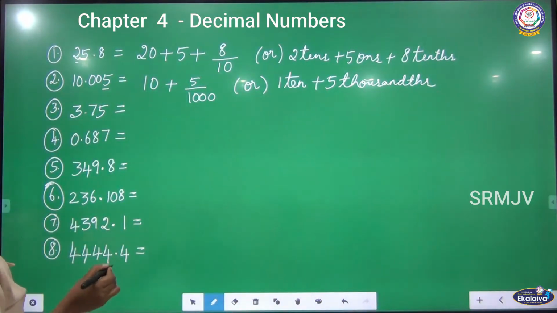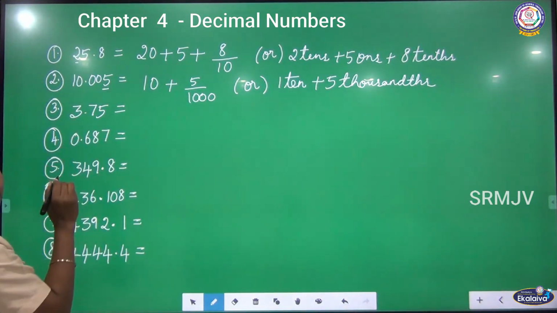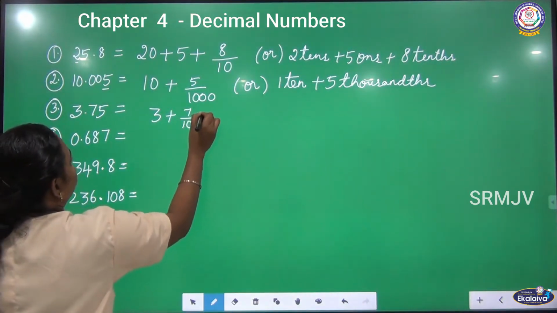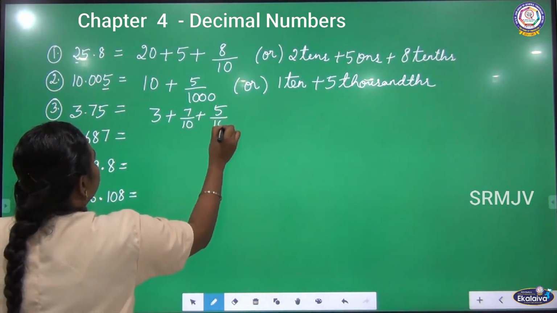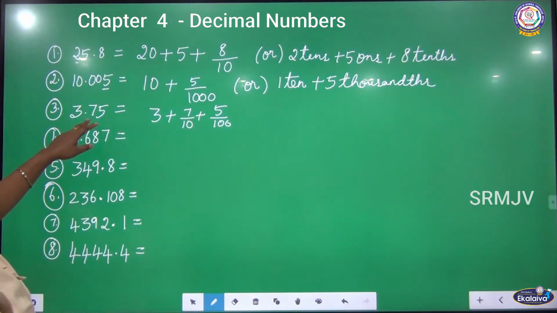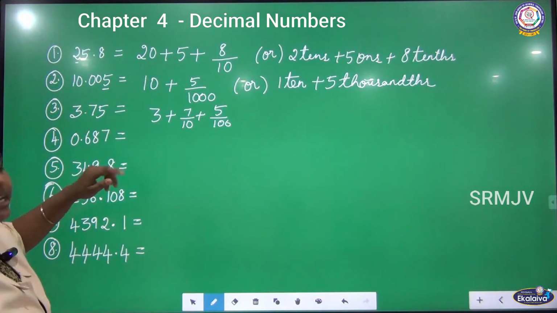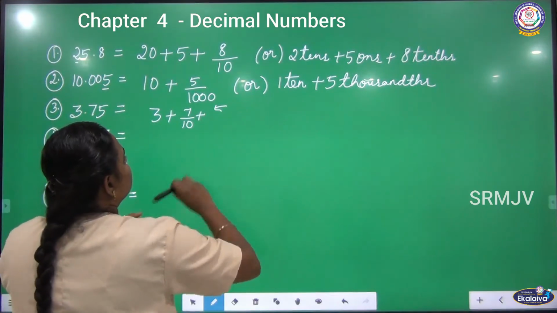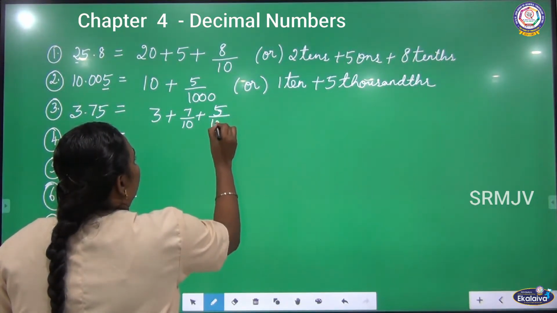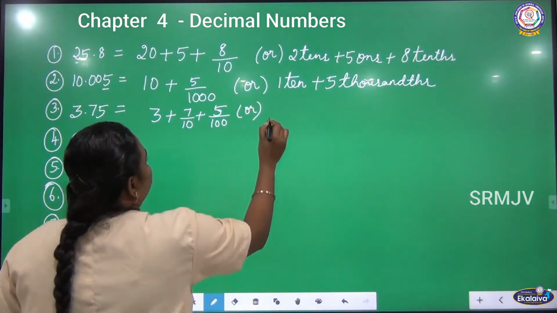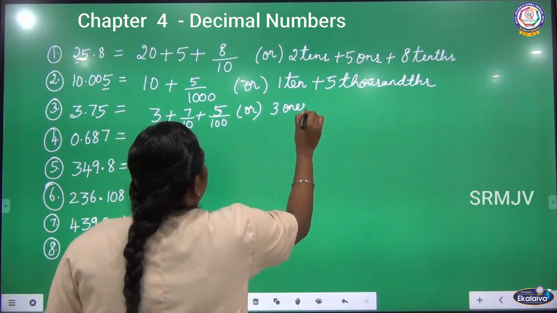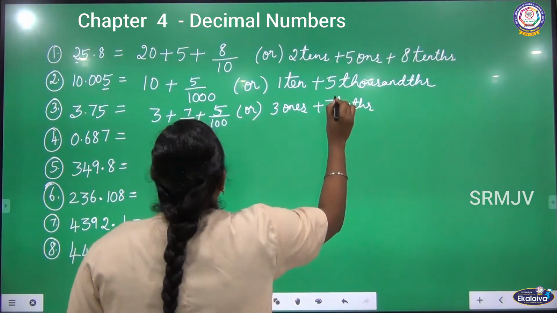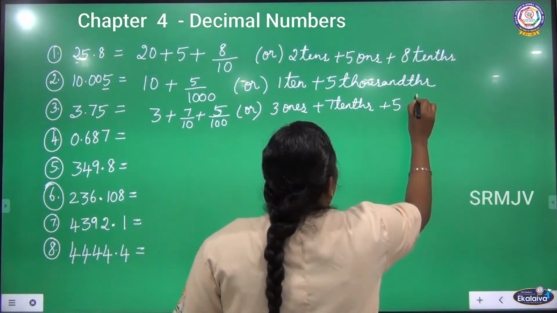Next one, 3.75. So place value of 3 is 3, plus 7 by 10, plus 5 by 100. Place value of 3 is 3. Then place value of 7 is 7 by 10. Next, place value of 5 is 5 by 100. So you can write 3 ones plus 7 tens plus 5 hundreds.